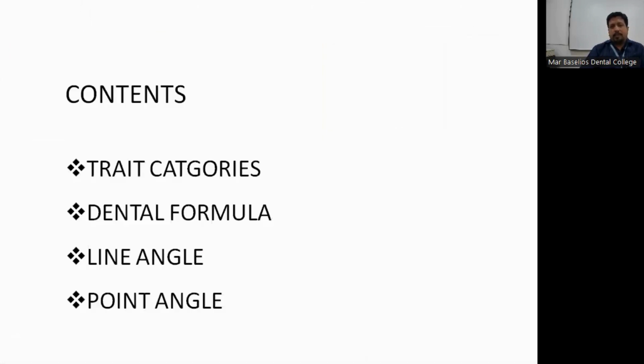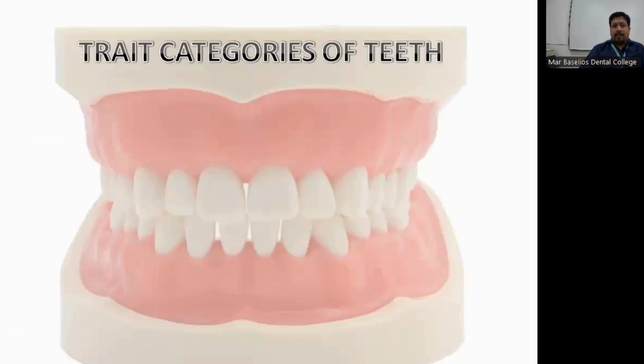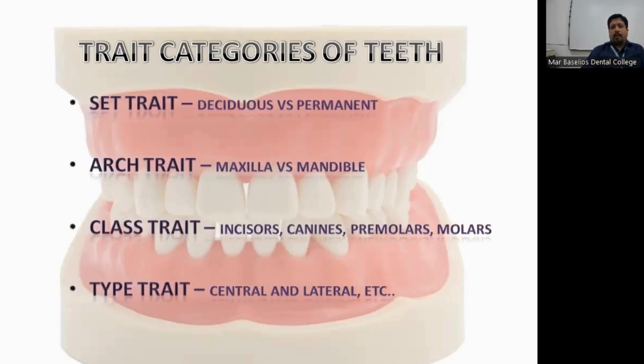Today, I would like to talk about an introduction to dental anatomy, particularly tooth morphology. In today's session, I will be discussing trait categories, dental formula, line angle, as well as point angle. First, we will go to trait categories of teeth. We have four types of categories, that is set trait, arch trait, class trait, and type trait.